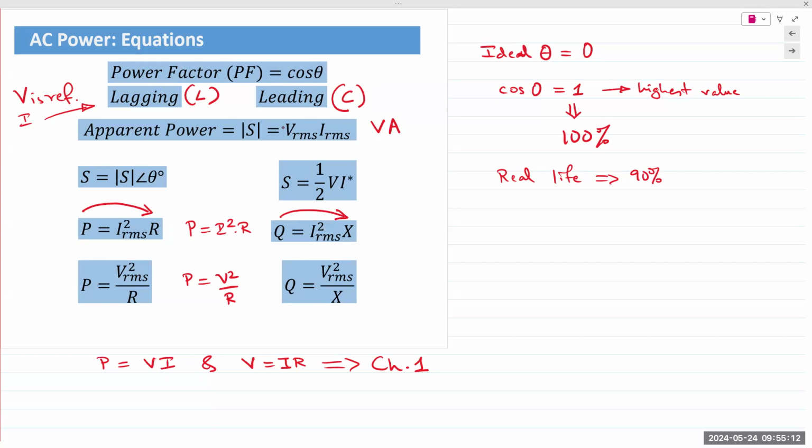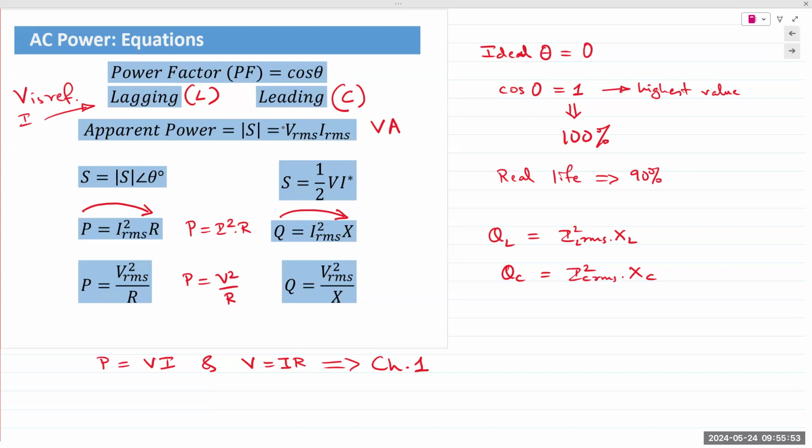So again, QL is IL square times XL, with RMS values of course, and QC similarly would be IC RMS value square times XC. The structure of the equation is exactly the same as I square times R. So Q is equal to I square times X. And everywhere we use RMS values, not peak values.